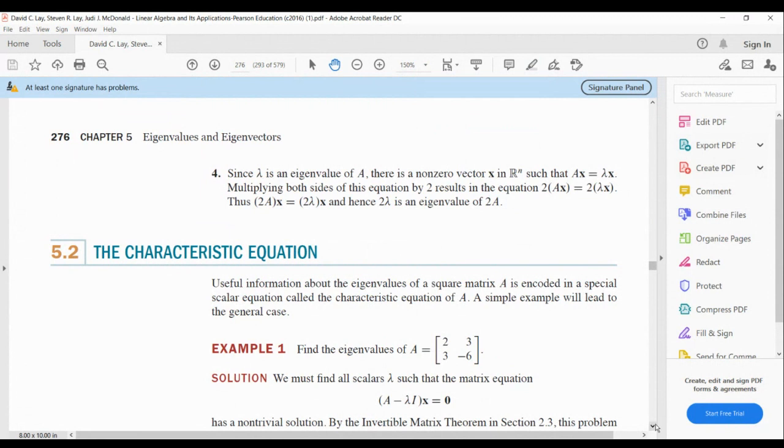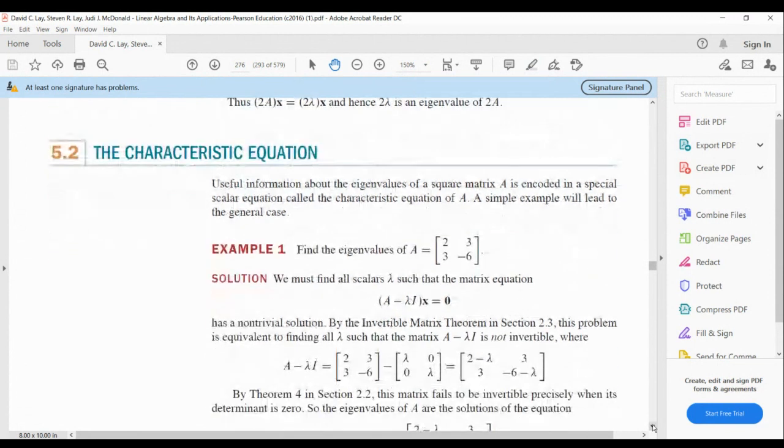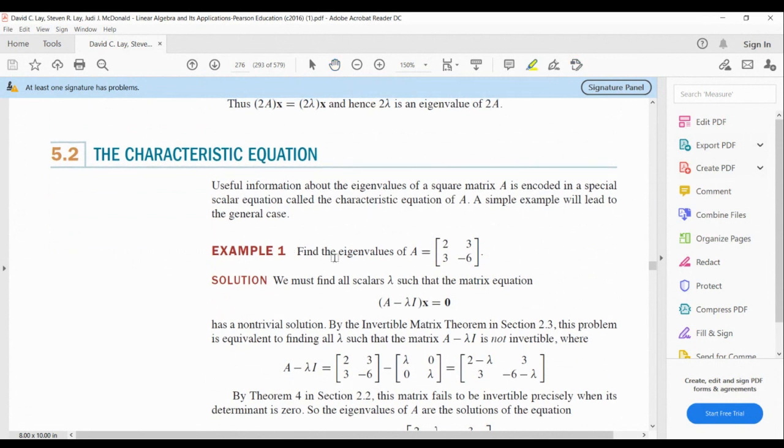Okay, so in the ebook, let me make sure it's projecting. Yep, it is.